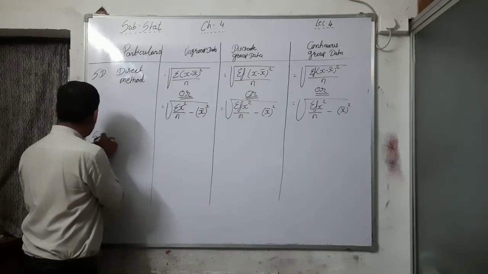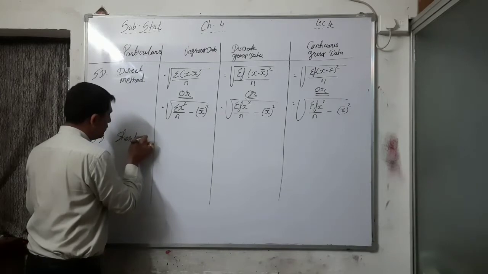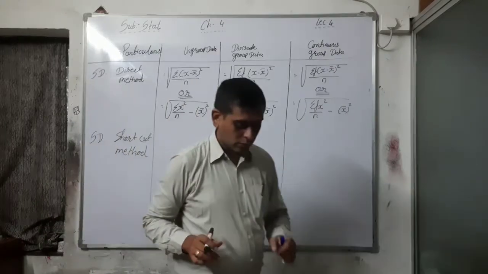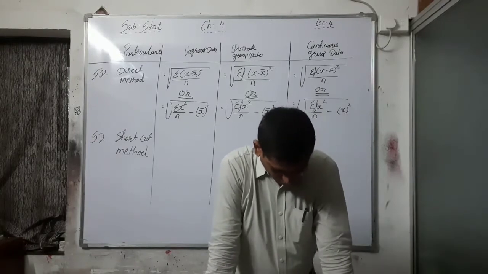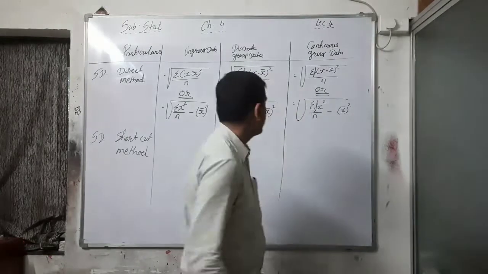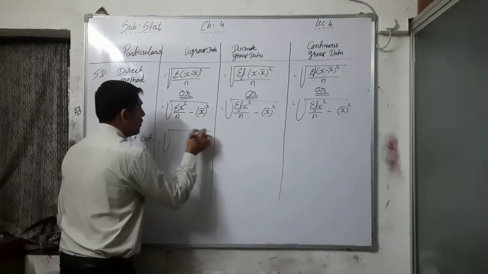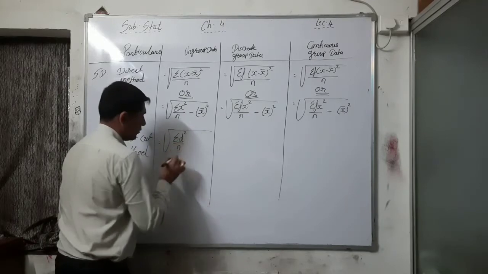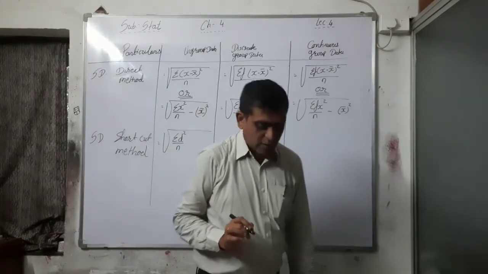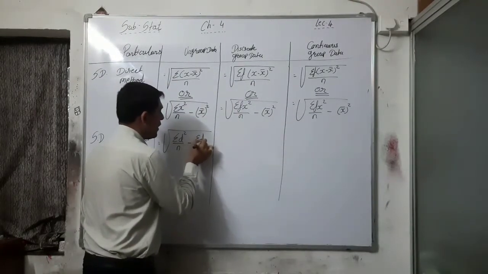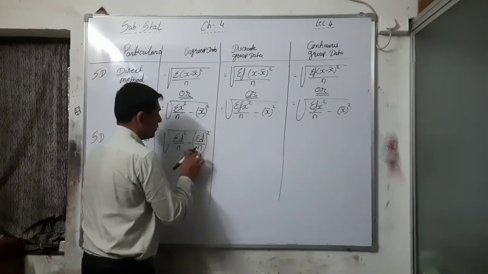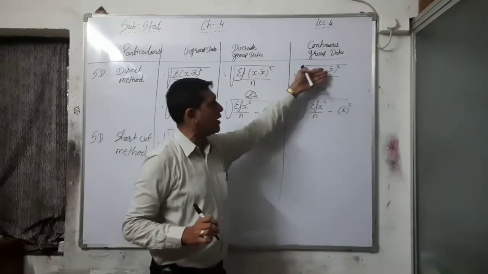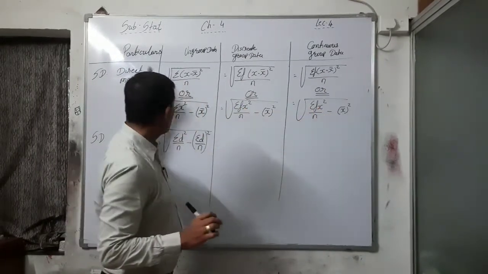Then the shortcut method. Here the formula for the shortcut method: sigma di square upon n minus sigma di upon n all square. See, when x bar is an integer, we are taking this formula. When x bar is a fraction, it is a direct method.